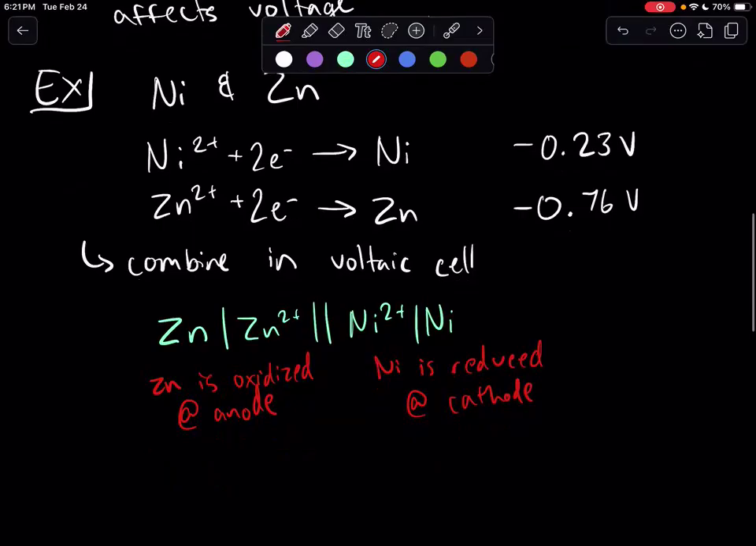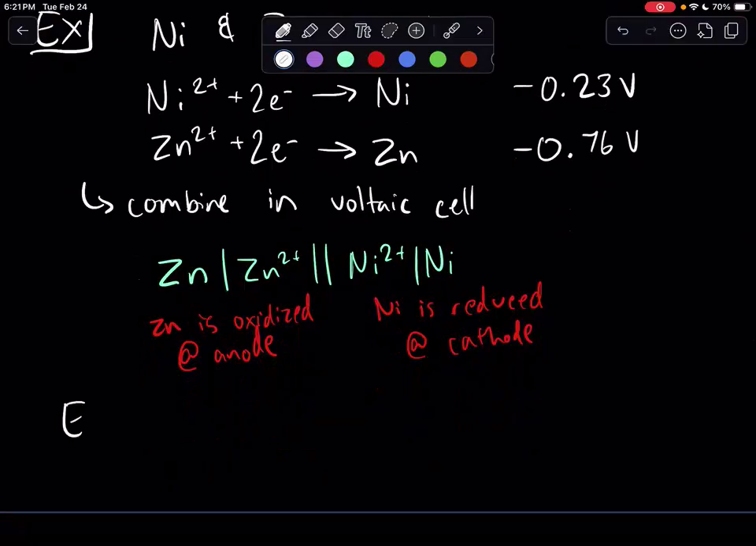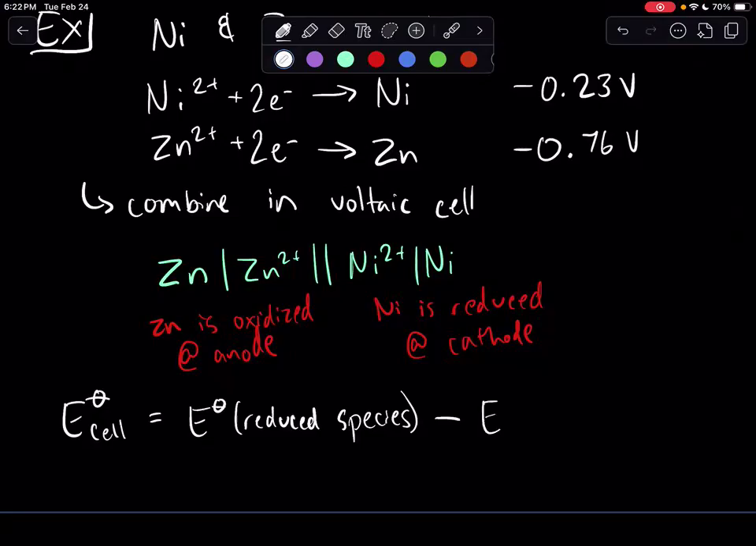Remember, an ox, red cat. So to calculate the actual potential of the cell, we can say E cell, and this is a standard electrode potential because we're using standard values. Of the overall cell will simply be E standard of the reduced species, and we're going to subtract that from E standard of the oxidized species.